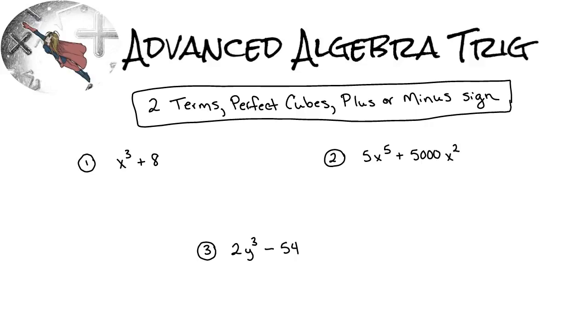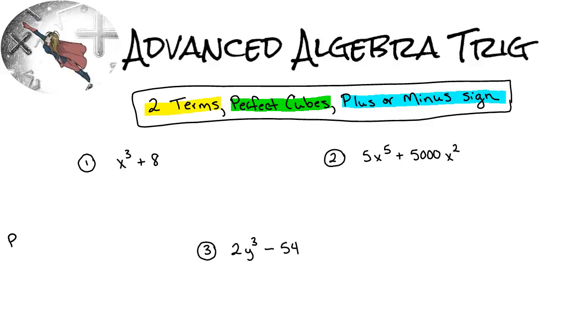Now we have page 2, which is two terms still, problems with two terms. But now we would be noticing that they are perfect cubes. And we'll talk about that. And these problems can have either a plus or a minus sign. You're not limited to just the minus sign. So let's talk about the perfect cubes.